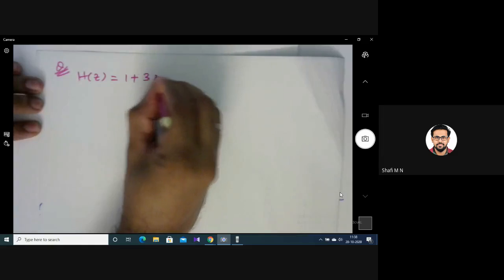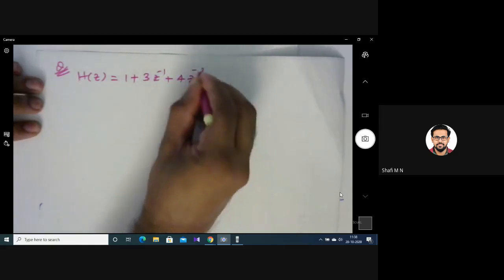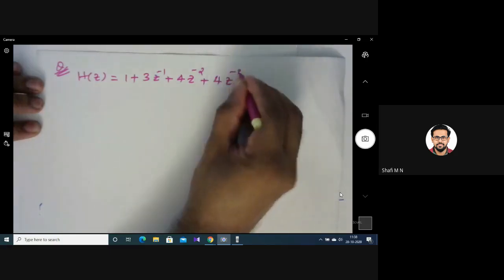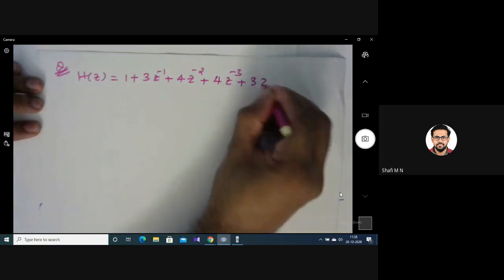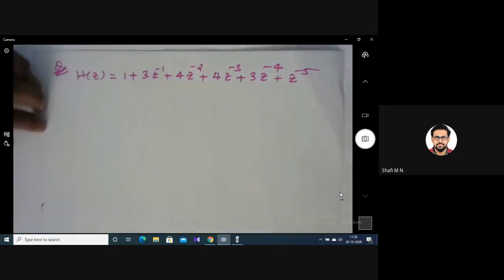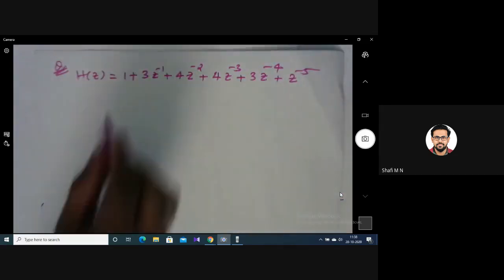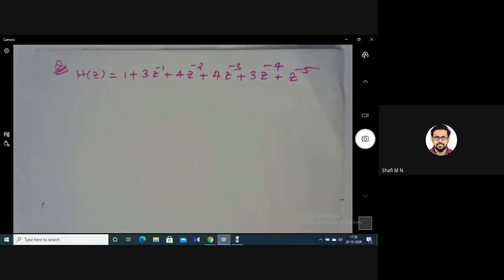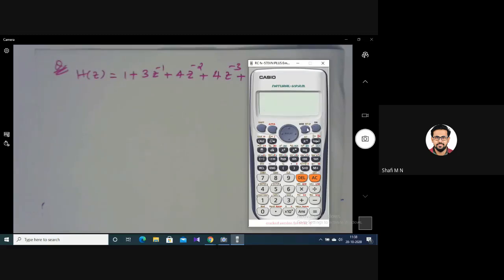1 + 3z raised to -1 plus 4z raised to -2 plus 4z raised to -3 plus 3z raised to -4 plus z raised to -5. You obtain the cascade realization of the given system. This is the cascade realization. Power is 5. കാൽക്കുലേറ്റർ എടുത്ത് നോക്കി കഴിഞ്ഞാൽ ചെയ്യാൻ പറ്റത്തില്ല. കാൽക്കുലേറ്റർ സോൾവ് ചെയ്യാൻ പറ്റുമോ? ഇല്ല. കാൽക്കുലേറ്ററിൽ ഇക്വേഷൻ എടുത്തു കഴിഞ്ഞാൽ നമുക്ക് നോക്കാം.